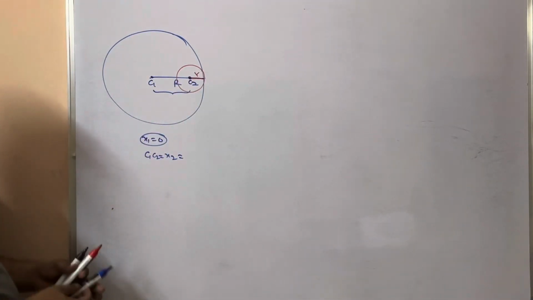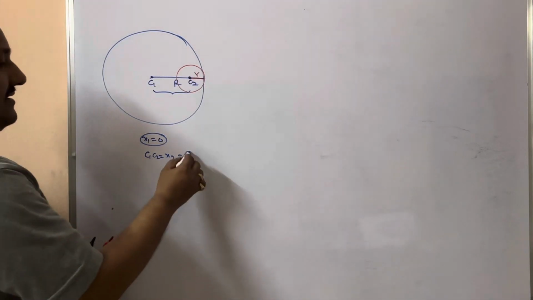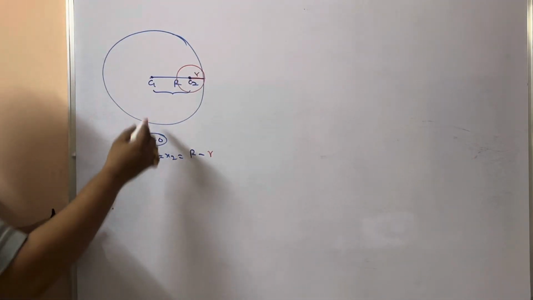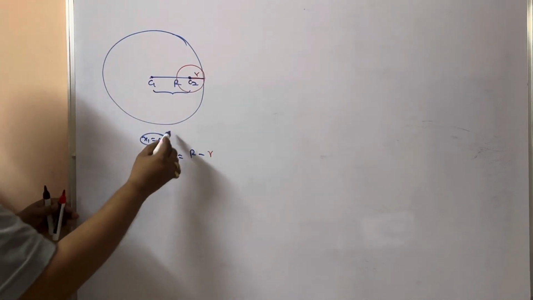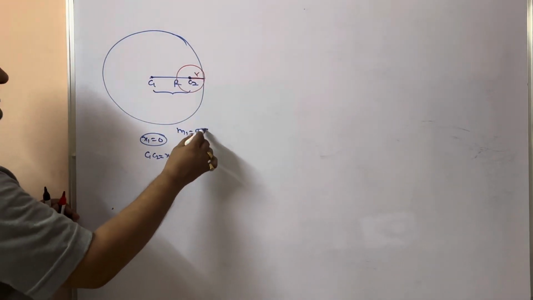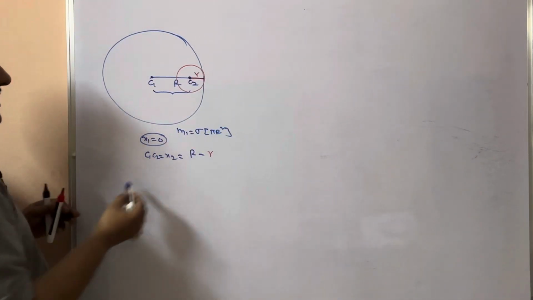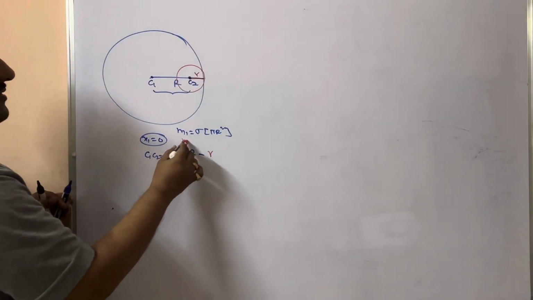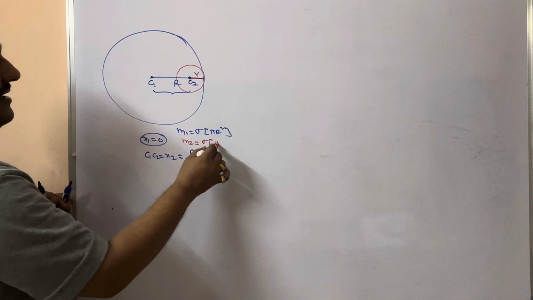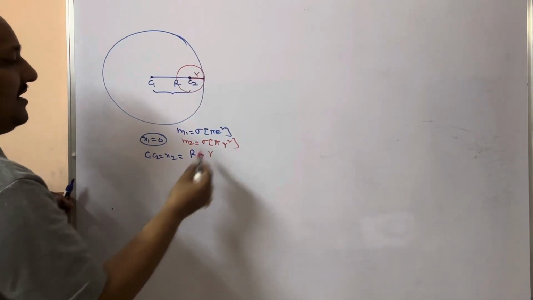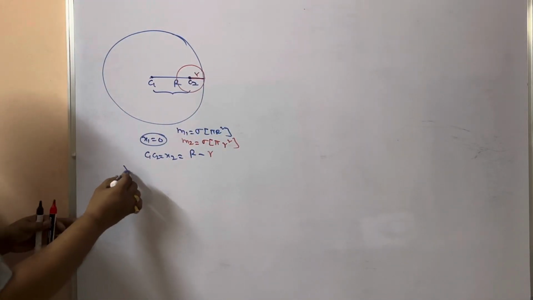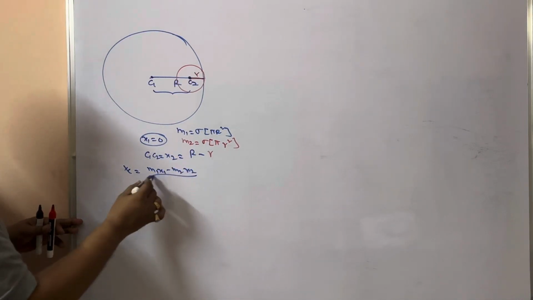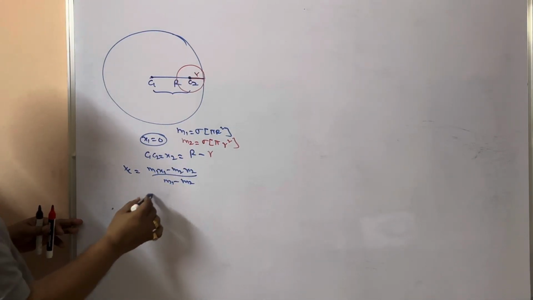What is the C1, C2 distance? Capital R minus small r. Correct? Again, mass of this bigger part, M1 equal to sigma pi R square. So mass of the smaller part, M2 is equal to sigma pi small r square. So what is our formula? X equal to m1 x1 minus m2 x2 by m1 minus m2.